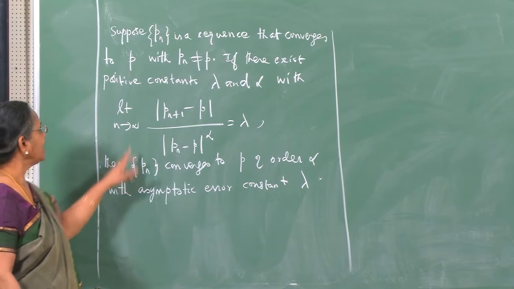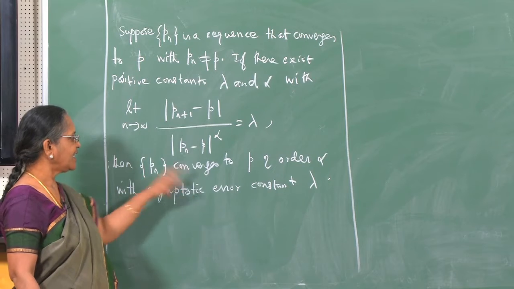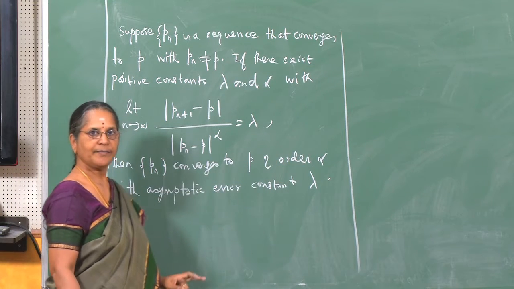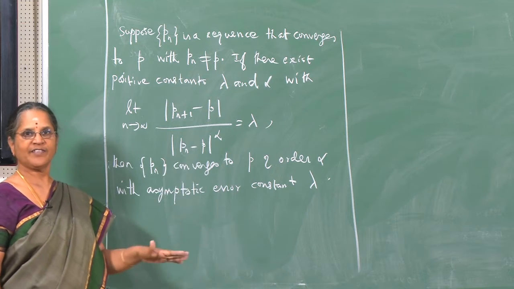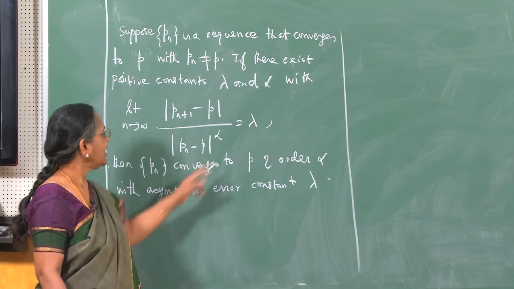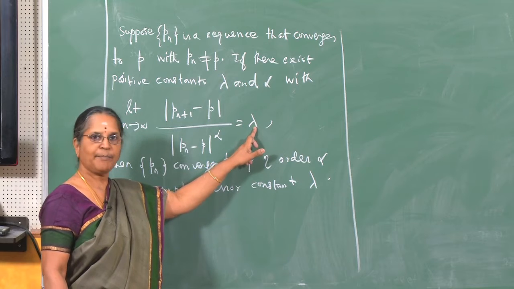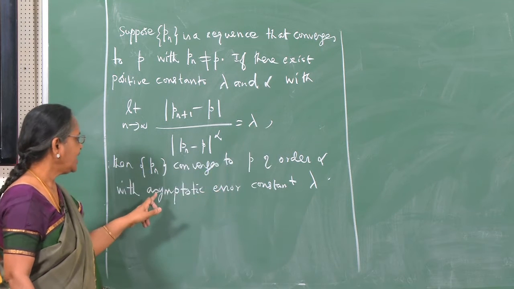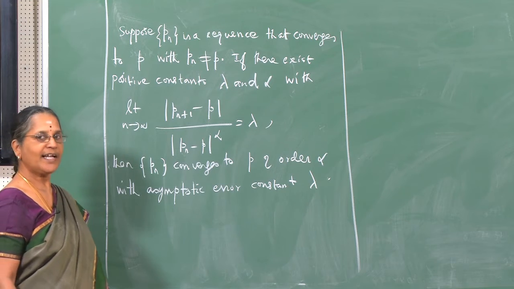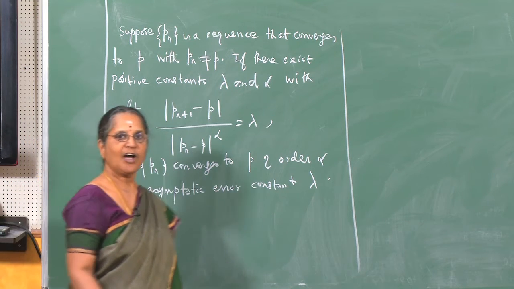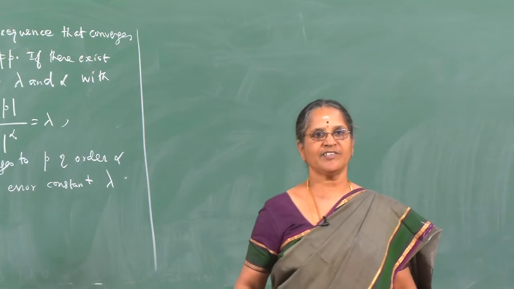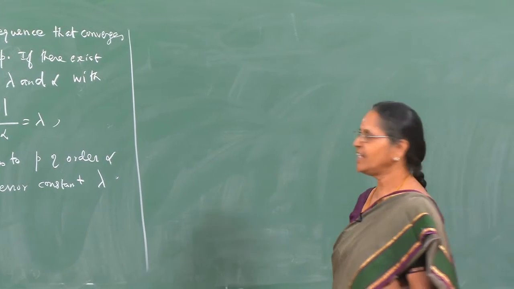Then we say that the sequence Pn converges to P of order alpha. So, the order of convergence of this iterative method is alpha, and the constant lambda that appears here is called the asymptotic error constant. So, let us now see what is the order of convergence of bisection method, because bisection method generates a sequence of iterates.